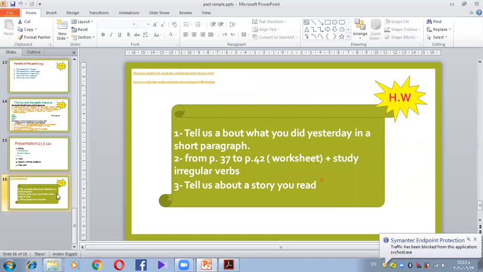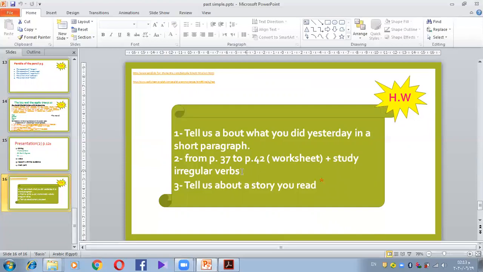There's another homework I want you to do. All of this is just a practice on the past simple, no more. Okay, I want you to practice well because it's one of the easiest and you can use it a lot when you speak, as we said. Tell us about what you did yesterday in a short paragraph. I want you to write a short paragraph about what you did yesterday, of course using the verbs in the past, from page 37 to page 42 in the worksheet.